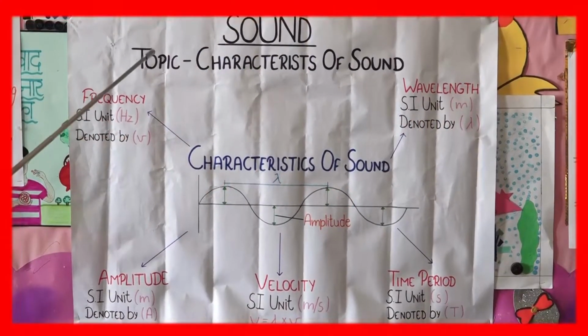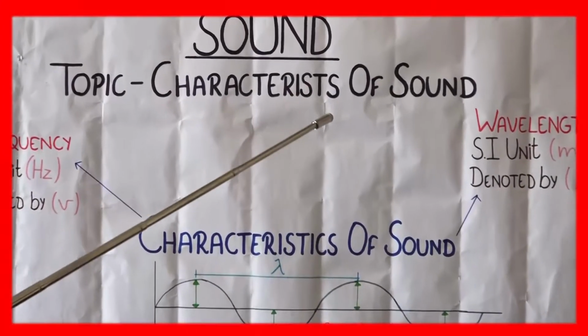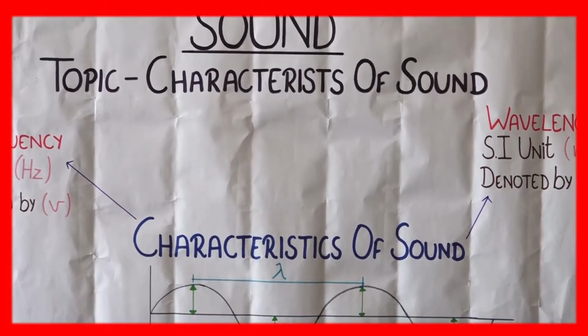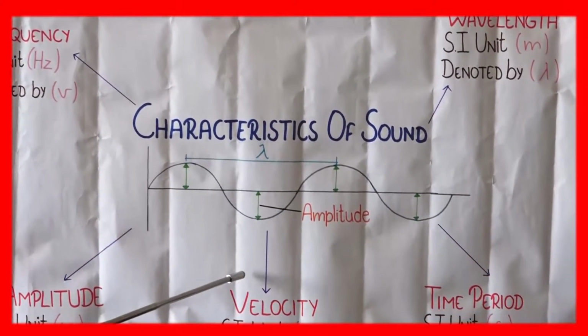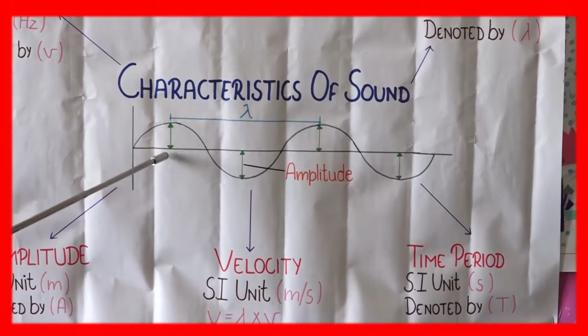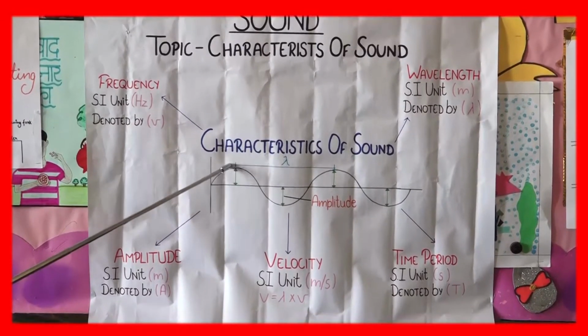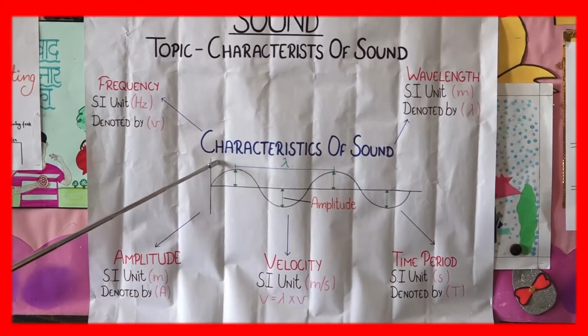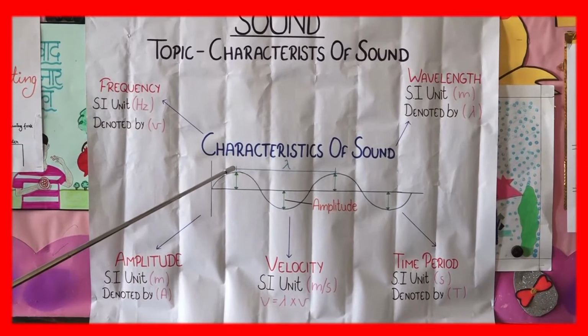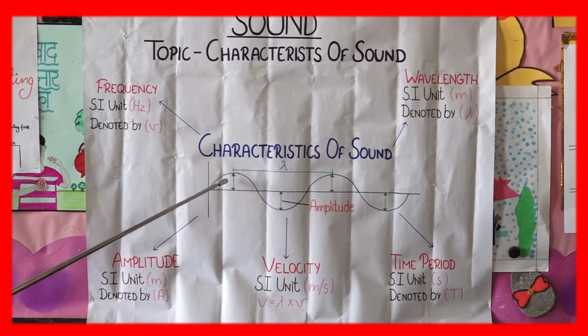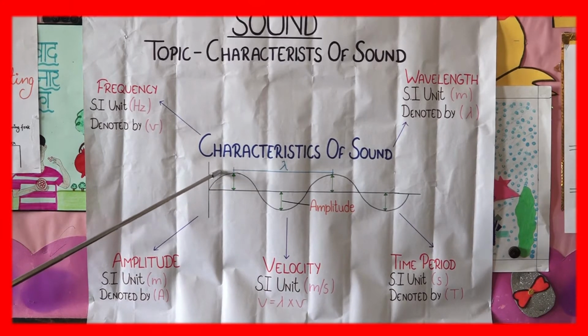Let us study the characteristics of sound waves. Sound travels in the form of longitudinal waves having compressions and rarefactions. At compressions, the density of the medium increases as the particles are crowded together. It is represented by the upper portion of the curve. The peak shown in the graph represents the maximum compression. At compression, the density as well as the pressure is maximum.